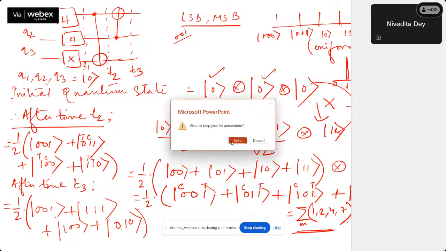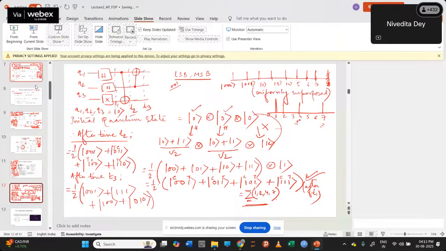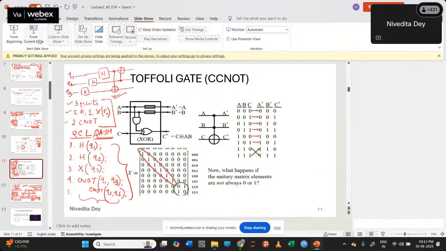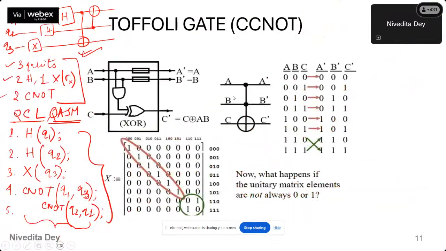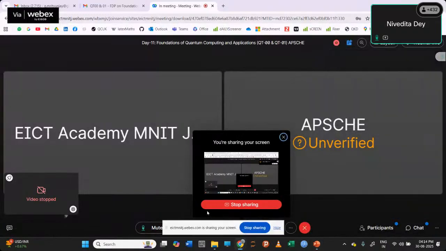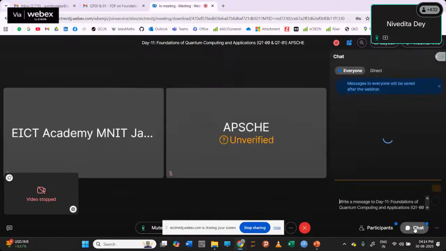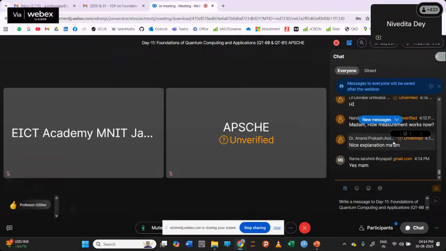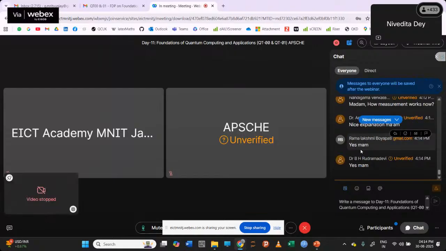Let's just do a little thing. Now it is the Toffoli gate. Just a minute. I want to pause a little bit here and take feedback whether all of you are understanding it or not. Is it okay? Are you all getting it? Yes. So I'm just pausing for 1 minute. If anyone has any question, you can ask.